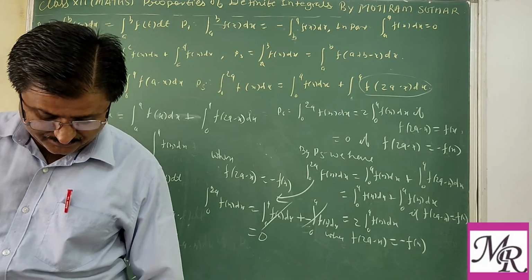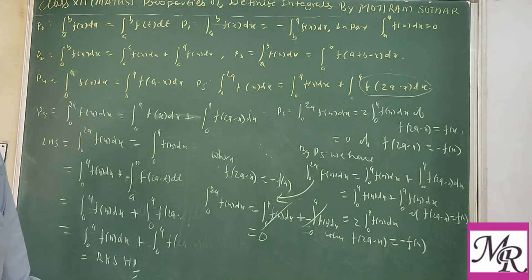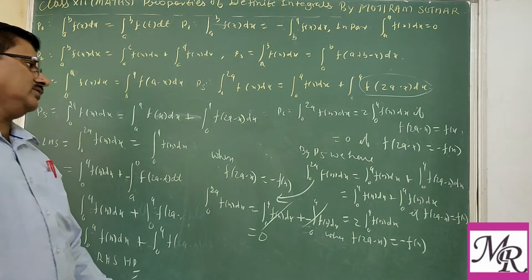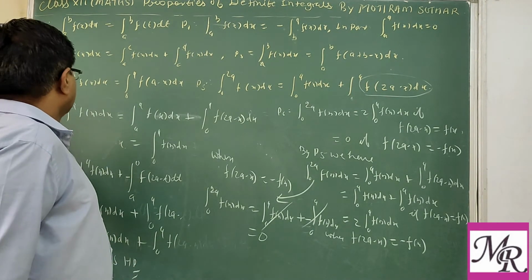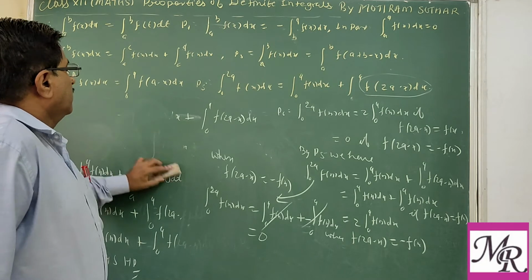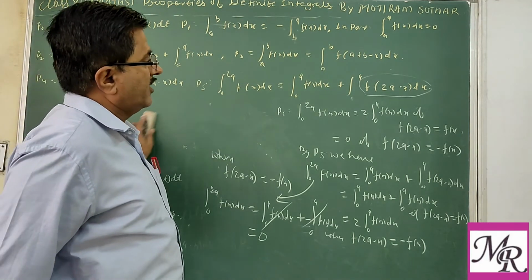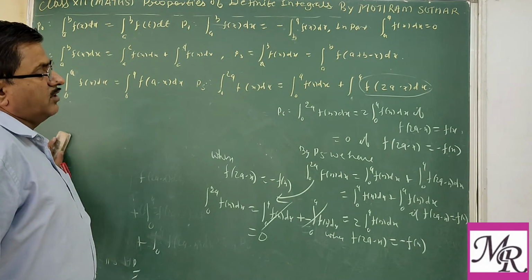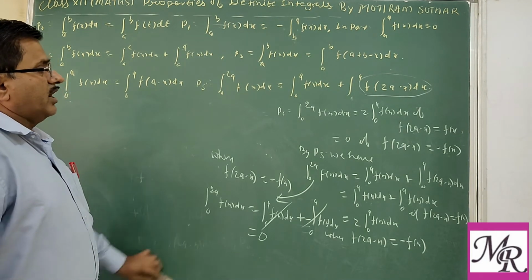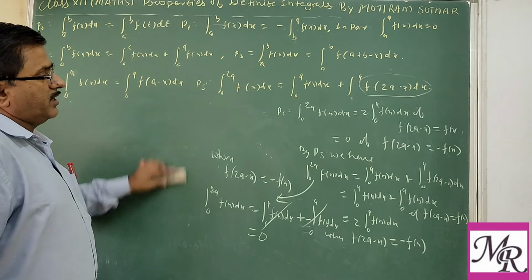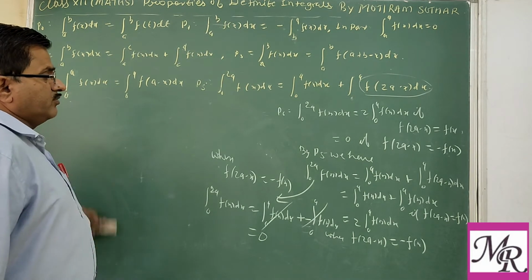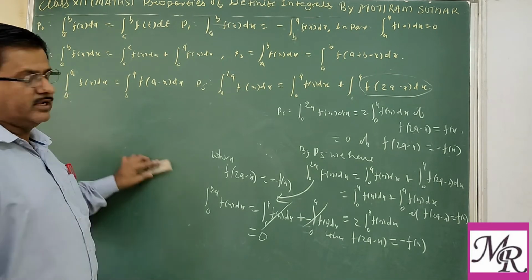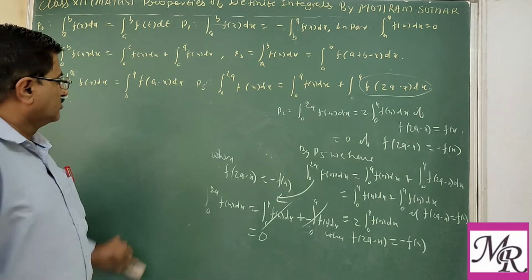One may say P6 again we can apply easily by using the given condition, or you have to check the function. If the value of f of 2a minus x equals f(x), then it will be twice the integral from 0 to a of f(x) dx, and if f of 2a minus x equals minus f(x), then it is 0.